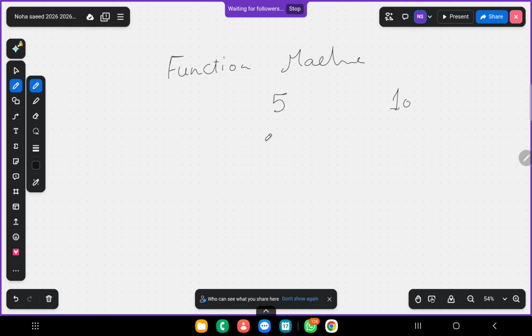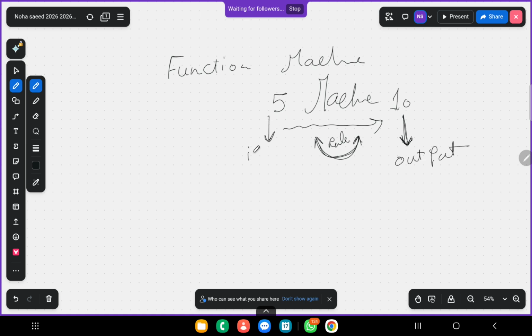A number goes into the machine. Here is a machine. Okay, a rule is applied. Here inside the machine, a rule is applied and a new number comes out. This is the output, and if I put it here, it will be the input. So we have input, rule and output. The rule is inside the machine.